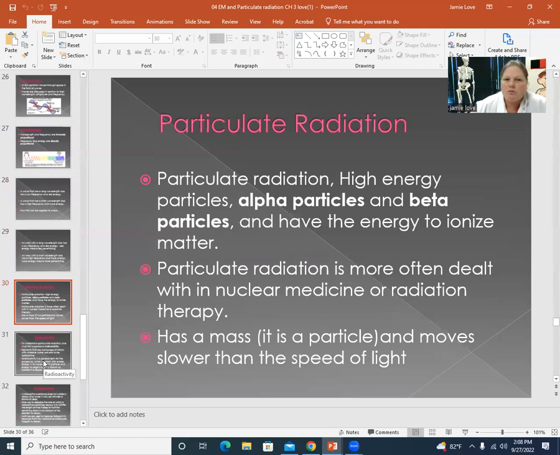Alpha and betas are our two particulates. Those are more in nuke med, radiation therapy. They are going to be a little different. They don't move at the speed of light. They're not on the EM spectrum.